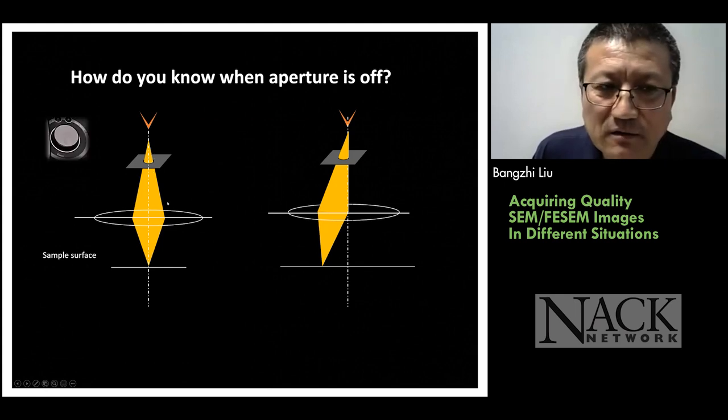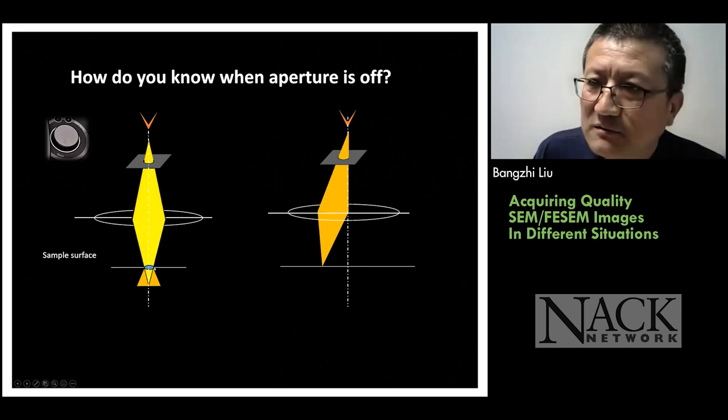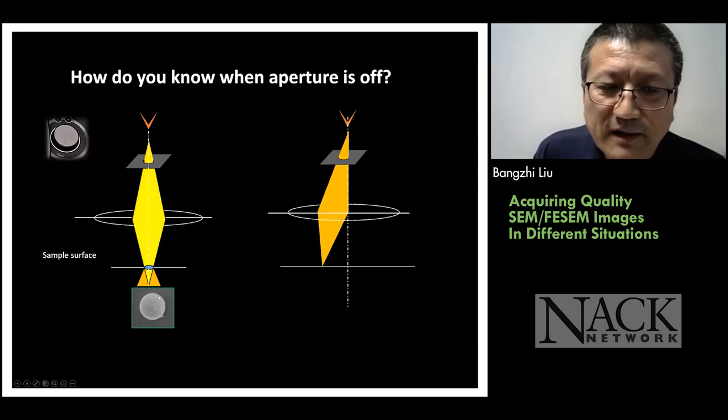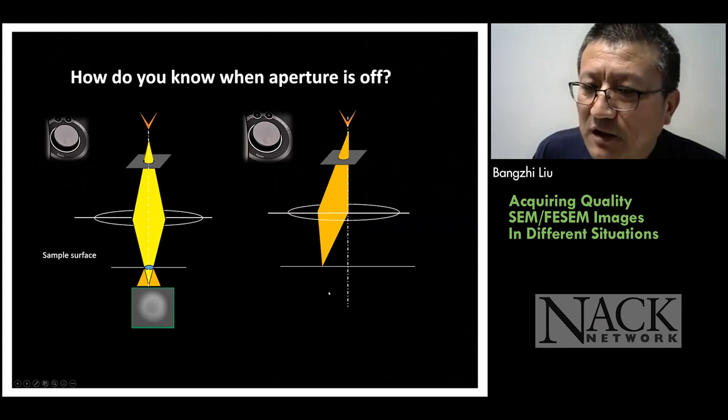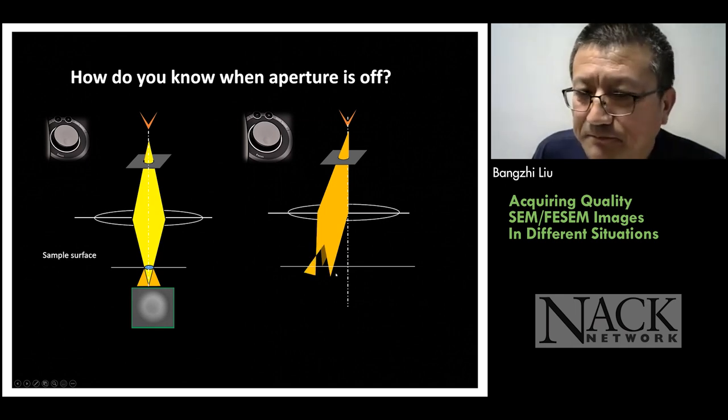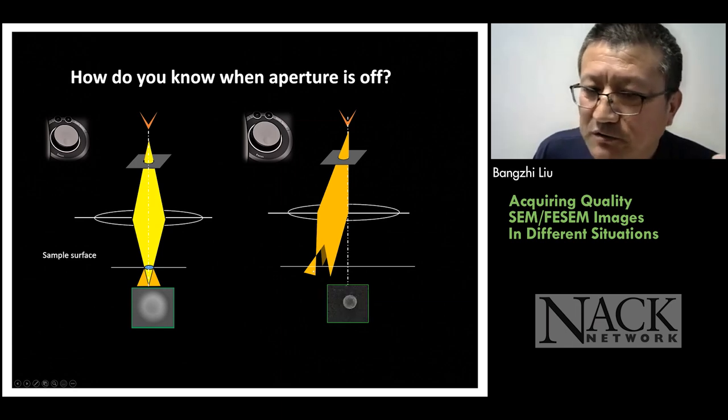When you change the focus, the focal point will shift up, down, like this, so then you get an image like this. If the beam is off like this, when you change the focus, the focal point will shift up, down, and at the same time the image will also shift left, right. You see that the image will go like this when you change focus.